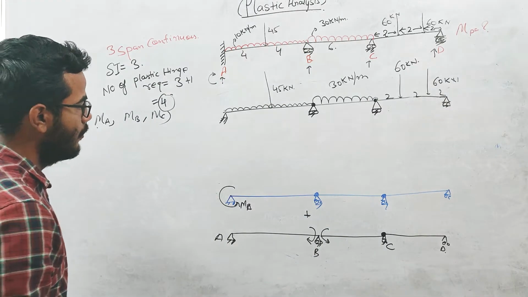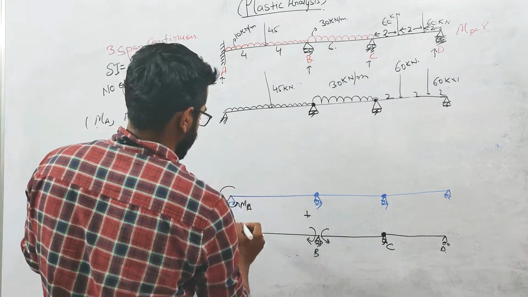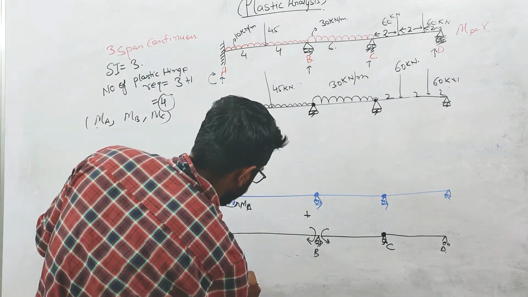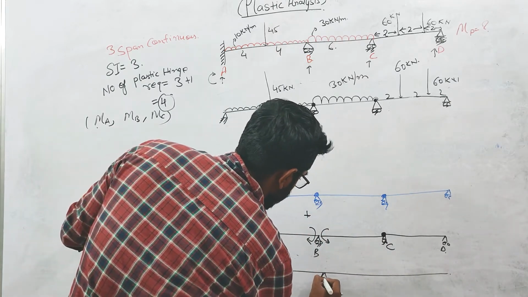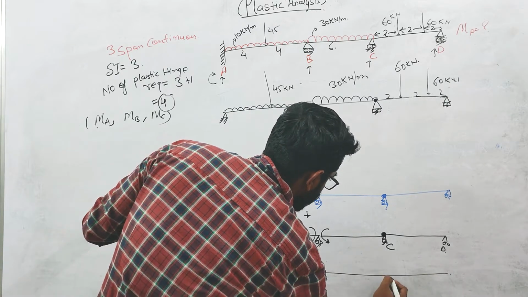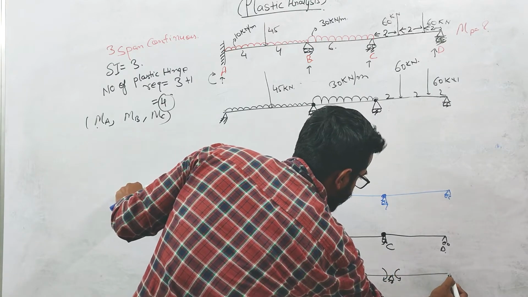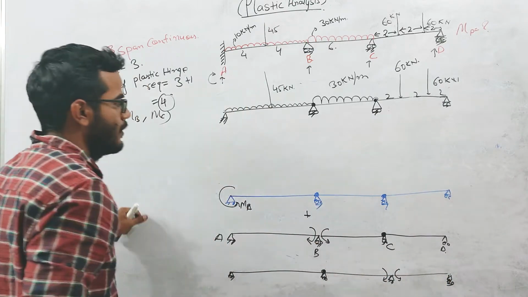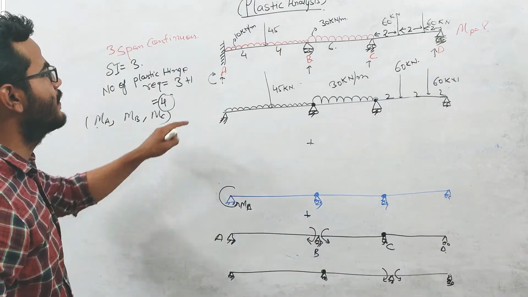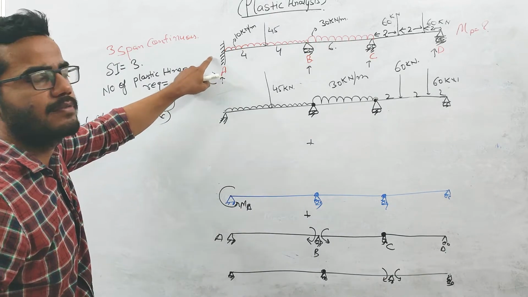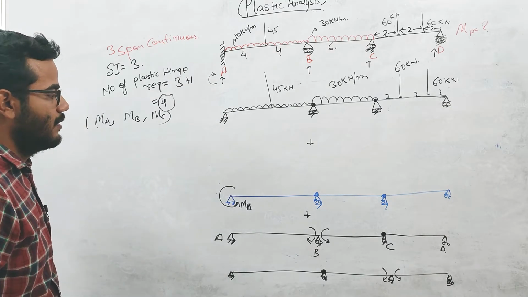Now for this CD part, for this MC redundant, it will look like this. There is an internal hinge at C. So the effect of these four structures will give the effect which will be given by this statically indeterminate structure.